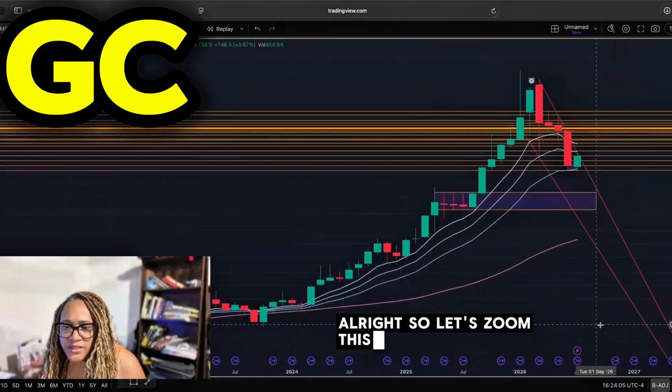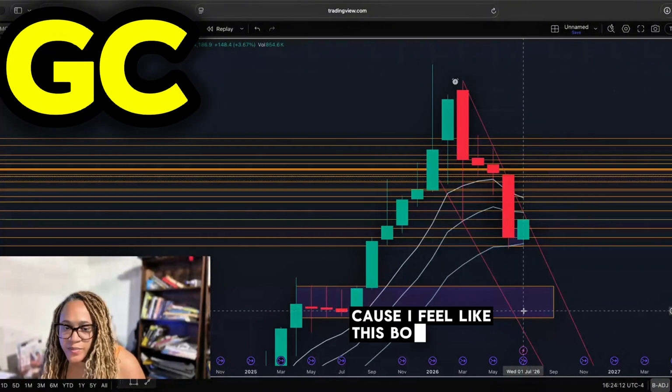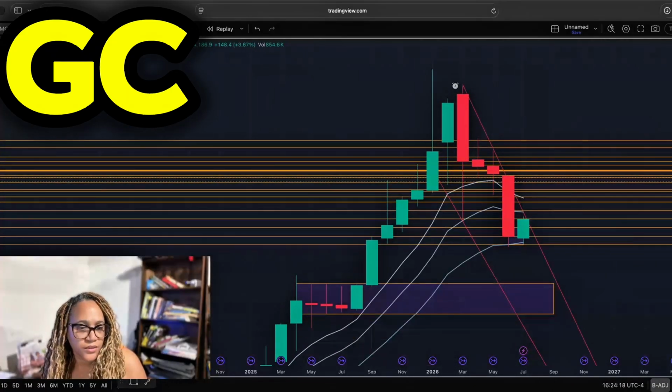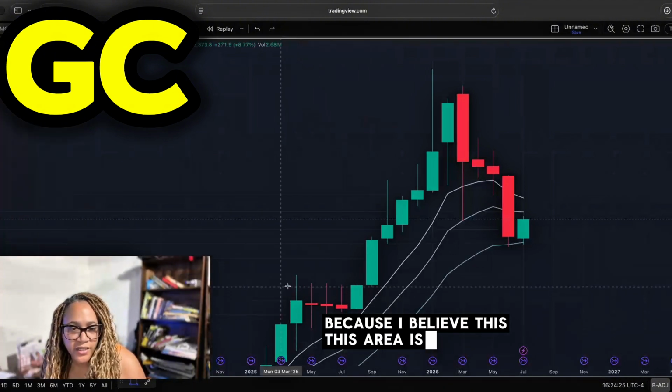All right, so let's zoom this out. I'm going to leave this one, but I really want to. I'll just put it right back because I feel like this box right here is so important. So let's take this out, but we're going to go right back and put that box in because I believe this area is so important.